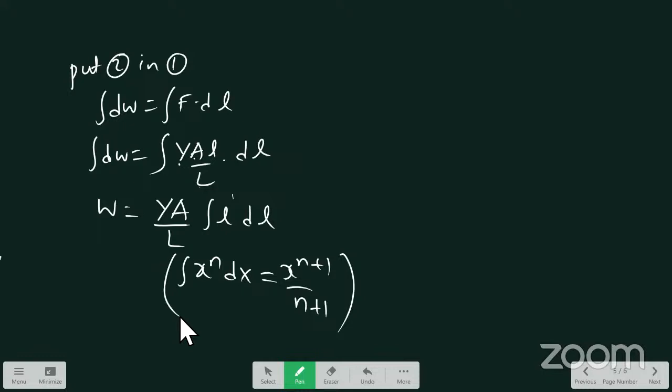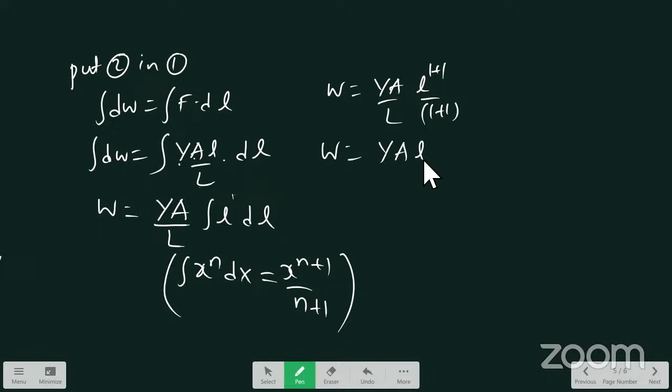Based on this mathematical formula, we write work equals Y A by L times x to the power of n, with x being l to the power of 1, that is L. With n equal to 1, it is 1 plus 1 by 1 plus 1. Work equals Y A into L square divided by 2. This work is converted into potential energy.